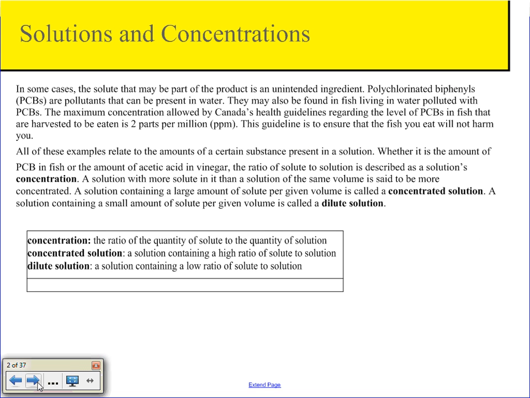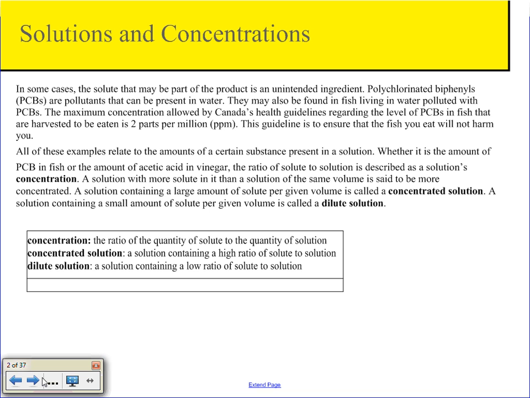So in some cases, the solute may be a part of the product that is an unintended ingredient. For example, PCBs are a pollutant that can be present in water. They may also be found in fish living in water polluted with PCBs. The maximum concentration allowed by Canada's health guidelines regarding the level of PCBs in fish that can be harvested to be eaten is 2 parts per million. This guideline is to ensure that the fish you eat will not harm you, and all of these examples relate to the amount of certain substances in the present solution.